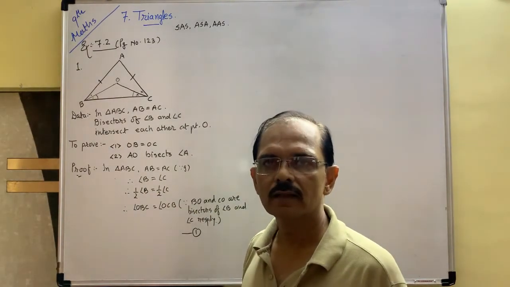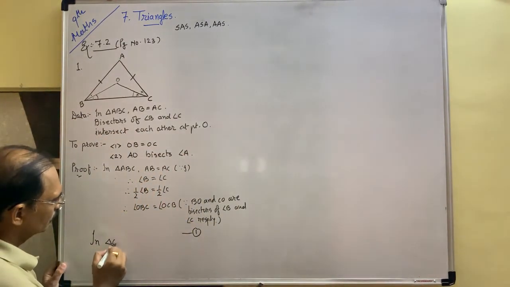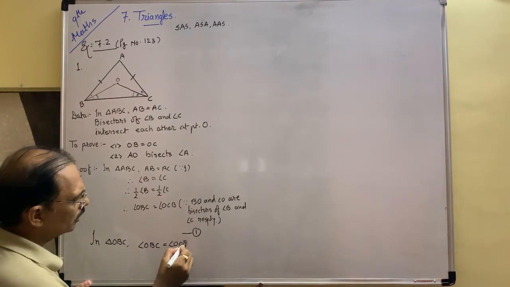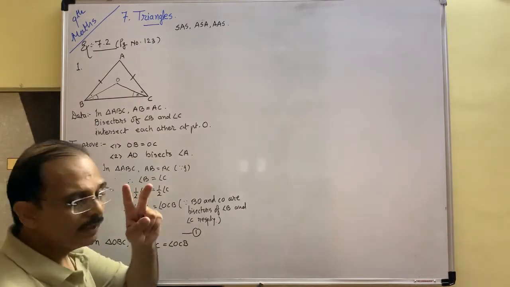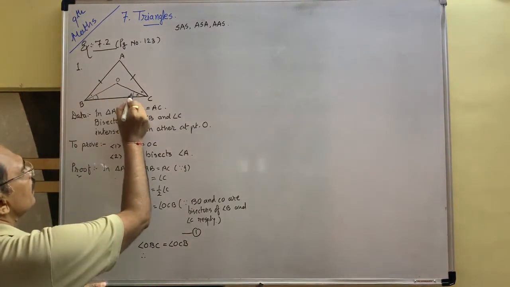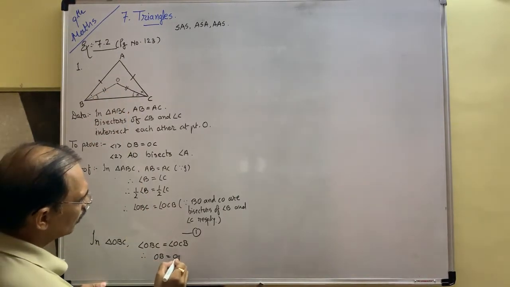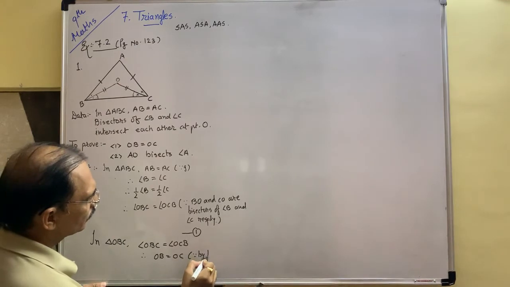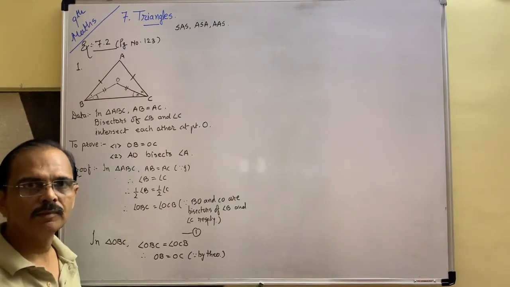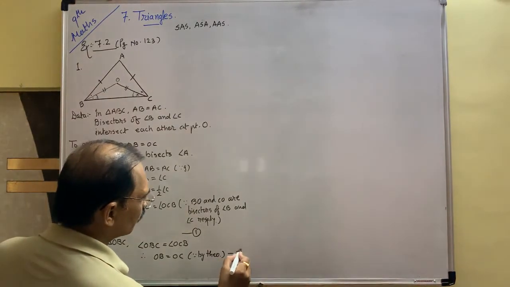Now see, there is a small triangle OBC. In triangle OBC, from result number 1, angle OBC equals angle OCB. You have learned that if two angles are equal, then their opposite sides are equal. Therefore OB equals OC by theorem. No need to write theorem number 7.2 because in the exam maybe you will forget it. So write only by theorem. Hence proved, this is your first proof.